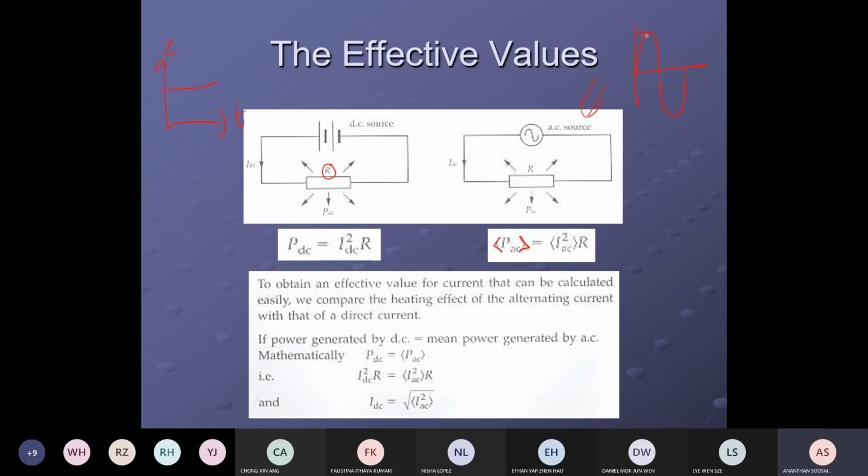Big voltage means power is high. When the voltage is very high, the power is high. When the voltage drops, the power drops. So for the AC, we write average power. The average power of the AC must be the same as the power dissipated by the direct current. That's why I put this sign. It is equal to I squared R, but I is also changing.